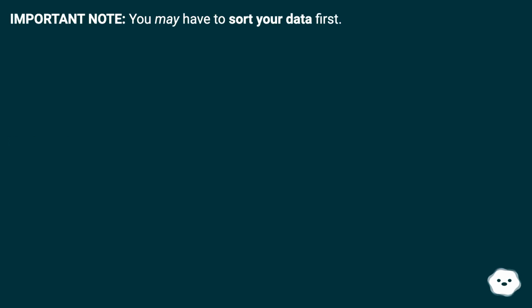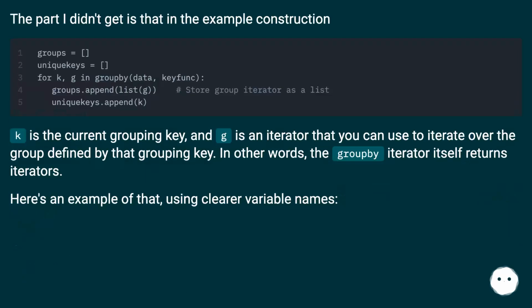Important note, you may have to sort your data first. The part I didn't get is that in the example construction, k is the current grouping key, and g is an iterator that you can use to iterate over the group defined by that grouping key. In other words, the groupby iterator itself returns iterators. Here's an example of that, using clearer variable names.